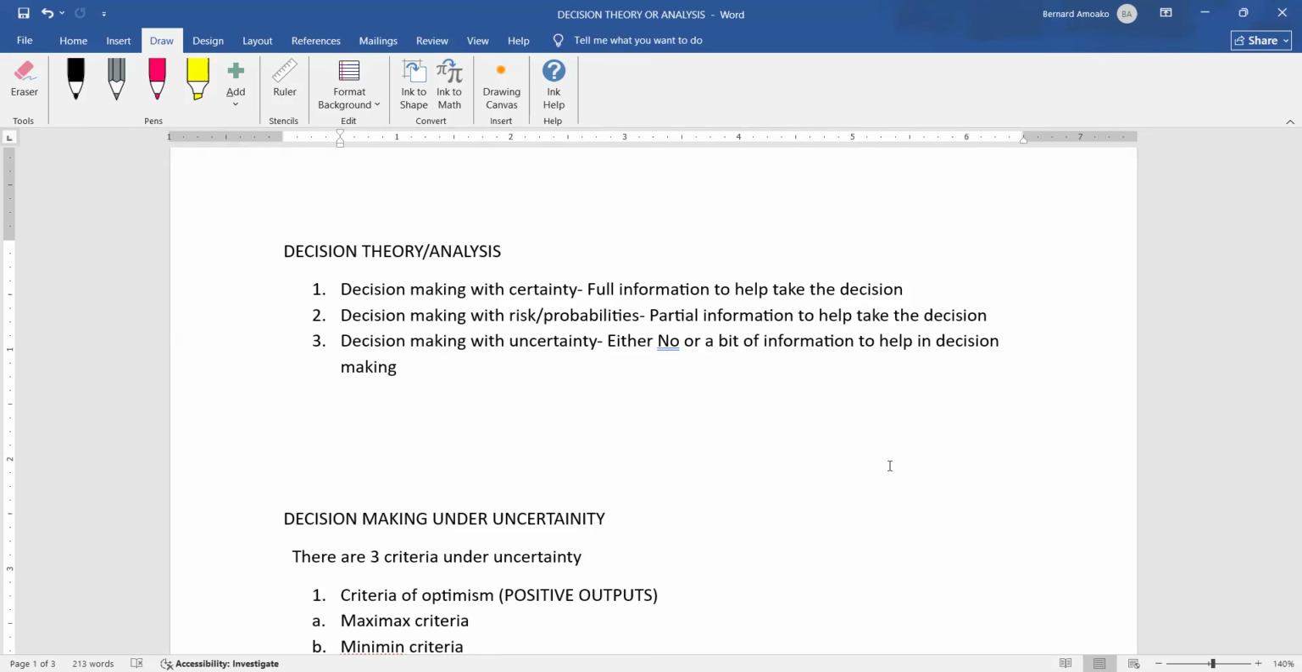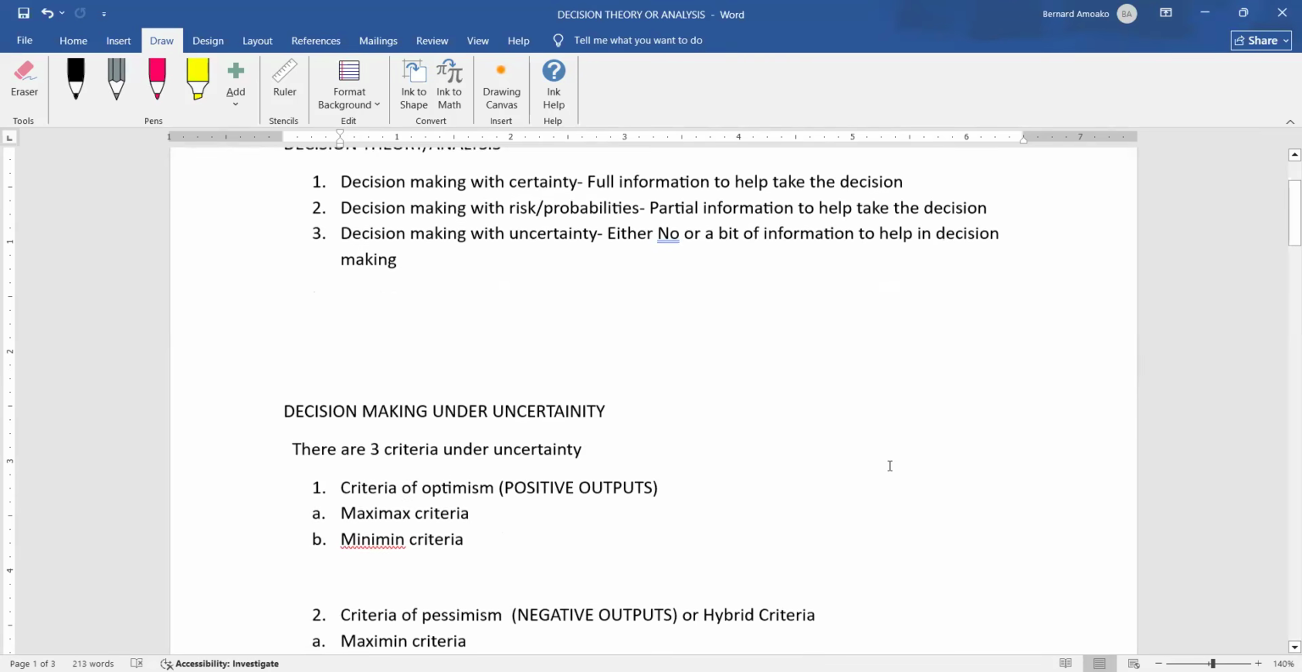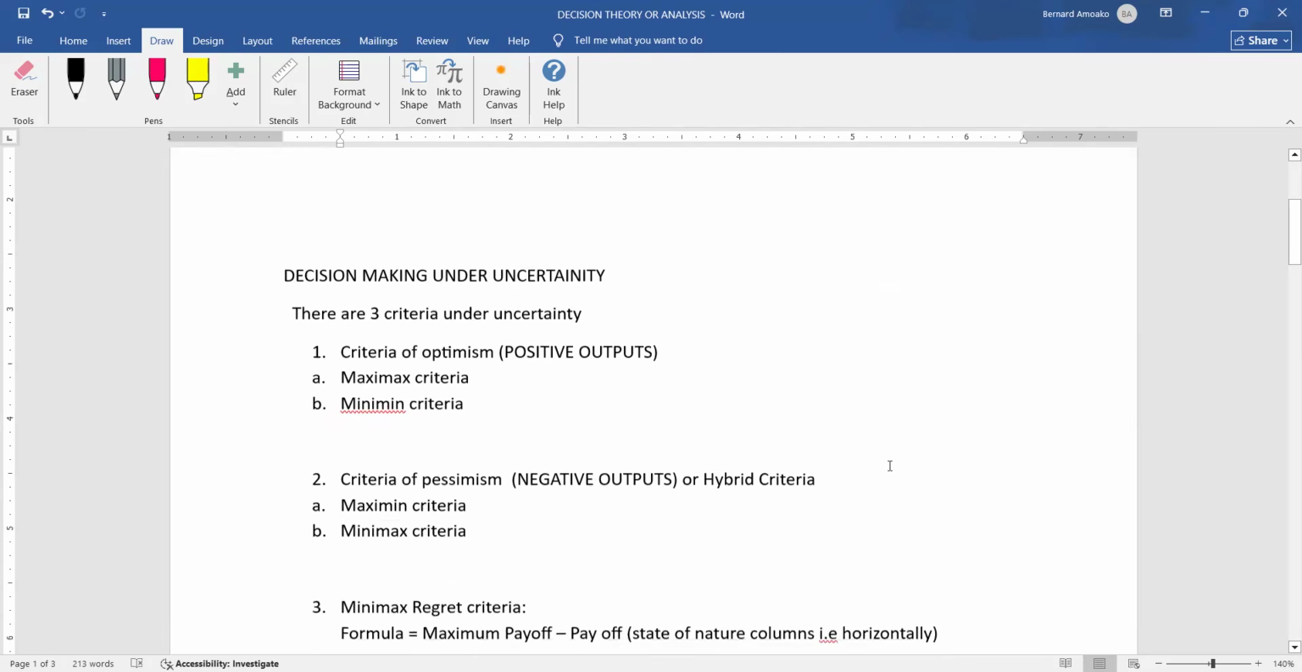So anytime you are faced with a decision to take or an alternative to select from which there is little information about that item, you fall under the criteria called decision making under uncertainty. Okay. So once we say decision making under uncertainty, there are 3 criteria to compute for decision making under uncertainty.